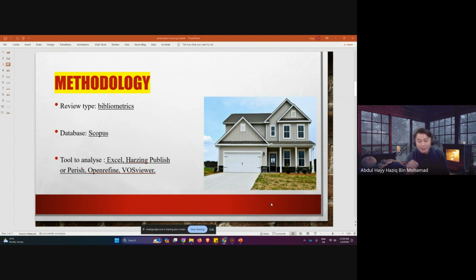The database I use is Scopus, a well-known database in the world. The tools that I use are Excel, Publish or Perish, OpenRefine, and VOSviewer. I'm using OpenRefine to clean up the data because when we extract the data from Scopus, the data is quite messy, some data are missing and some are duplicates. So we have to look into the data carefully, look for the missing data, and clean the duplicates. That's why we need OpenRefine.